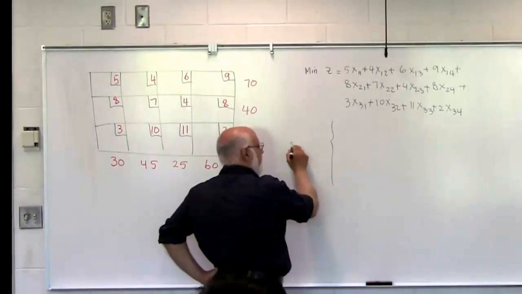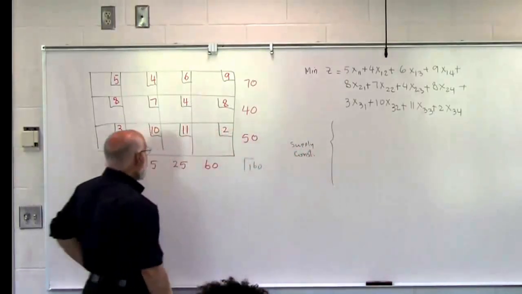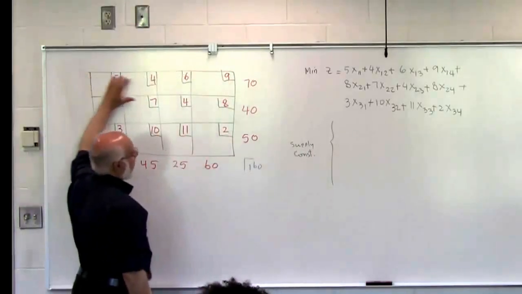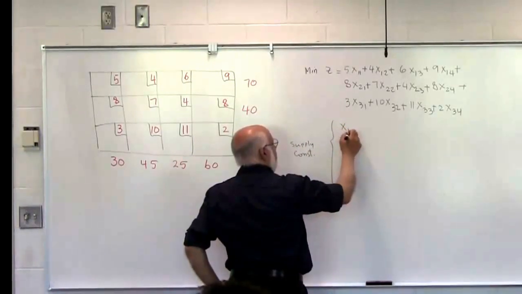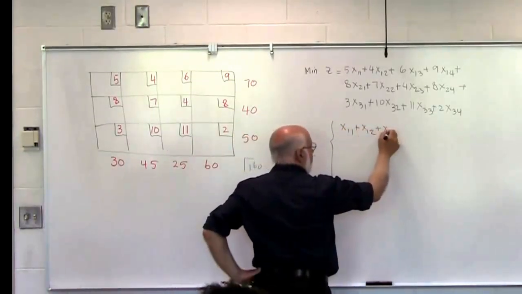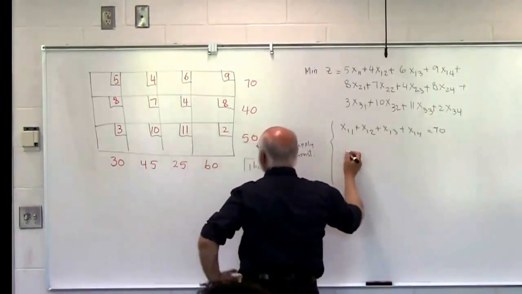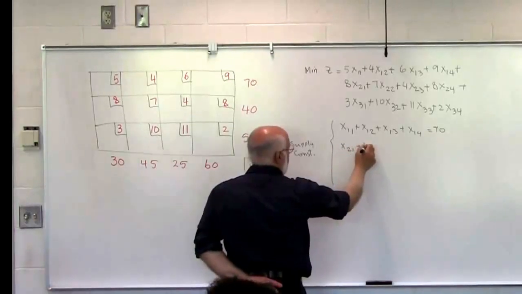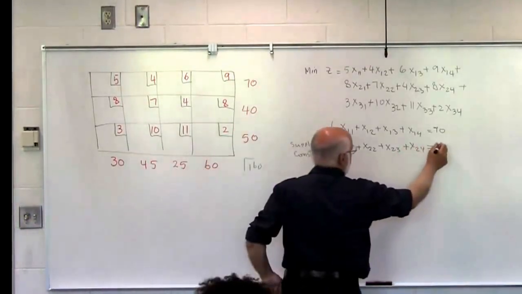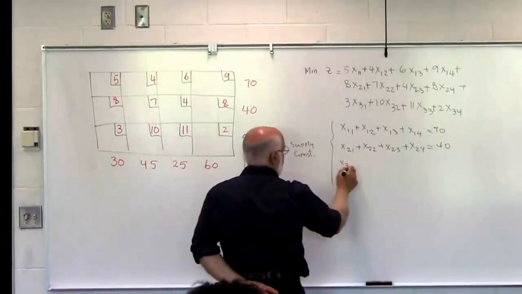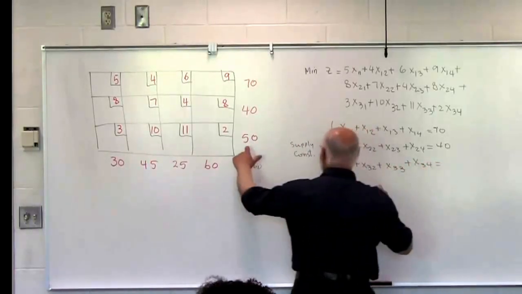Then you have the supply constraints, which set the total that can be sent out of this supply center equal to 70. So we would have those set of constraints, which says x11 plus x12 plus x13 plus x14 equals 70. And the second one would be x21 plus x22 plus x23 plus x24 equals 40, and x31 plus x32 plus x33 plus x34 equals 50.